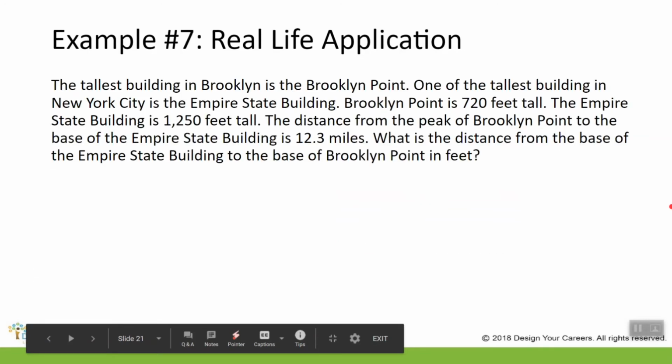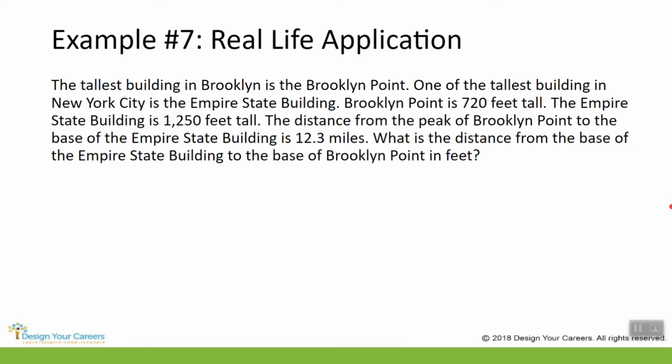Our next example says, the tallest building in Brooklyn is Brooklyn Point. One of the tallest buildings in New York City is the Empire State Building. Brooklyn Point is 720 feet tall. The Empire State Building is 1,250 feet tall. The distance from the peak of Brooklyn Point to the base of the Empire State Building is 12.3 miles. What is the distance from the base of the Empire State Building to the base of Brooklyn Point in feet? So one thing you have to remember here is that it says 12.3 miles.